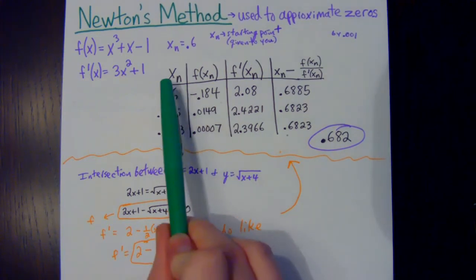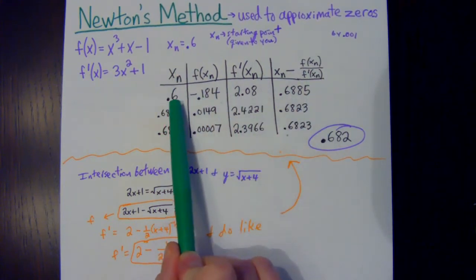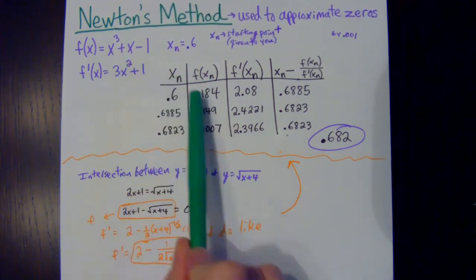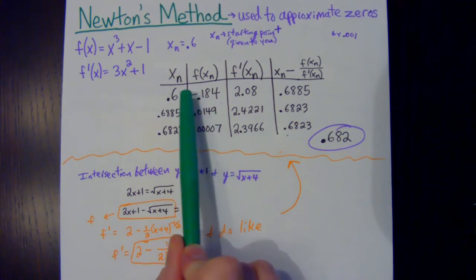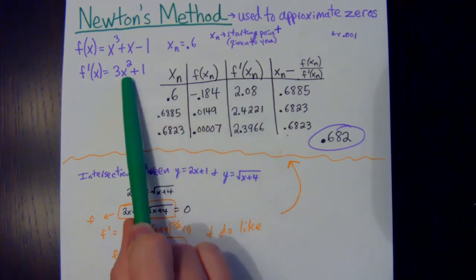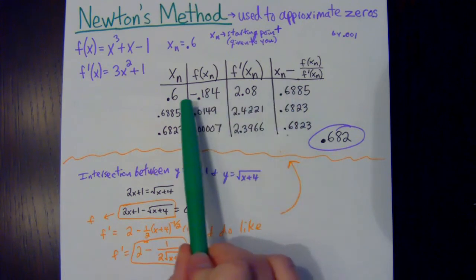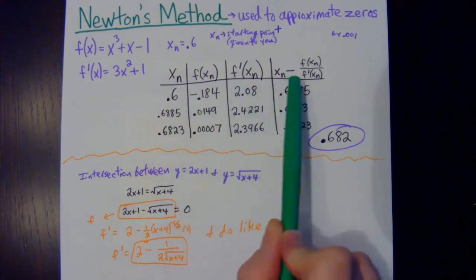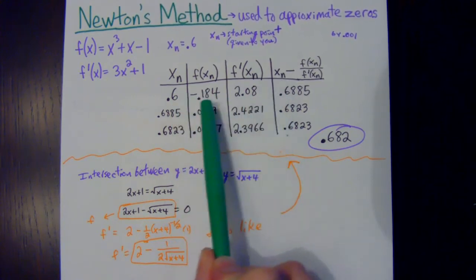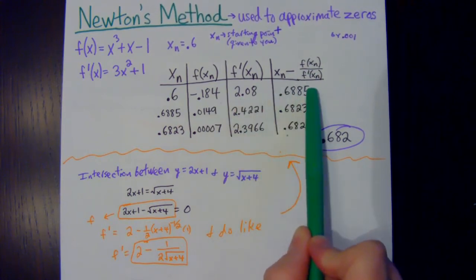So here's how it's going to work. You'll start off with a blank one of these charts, and then we'll give you that starting point. You're going to take that x of n, that 0.6, plug it into the original function, get a number right there, write that down. And then you'll take that same number, 0.6, plug it into the derivative in place of x. You'll get a number right there, write that down. And then the way I have this organized, you'll take 0.6 minus this number divided by this number. So you're going to go 0.6, that's your x of n, minus the negative 0.184 divided by the 2.08, and you'll get that number right there.